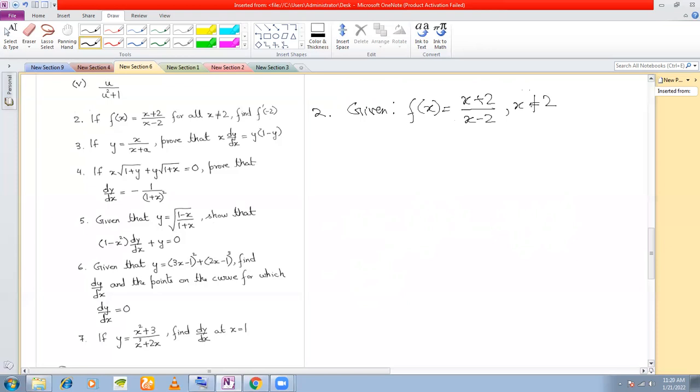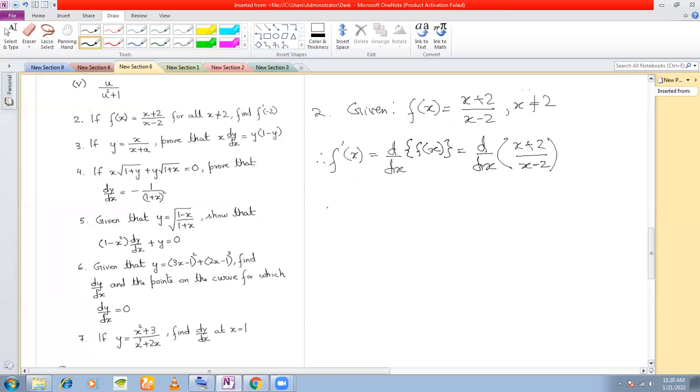f'(-2) means the first derivative of f at -2. We first need to find f'(x). So f'(x) is equal to the differentiation of this function. Let's write this as d/dx of f(x), which is equal to d/dx of (x + 2)/(x - 2).